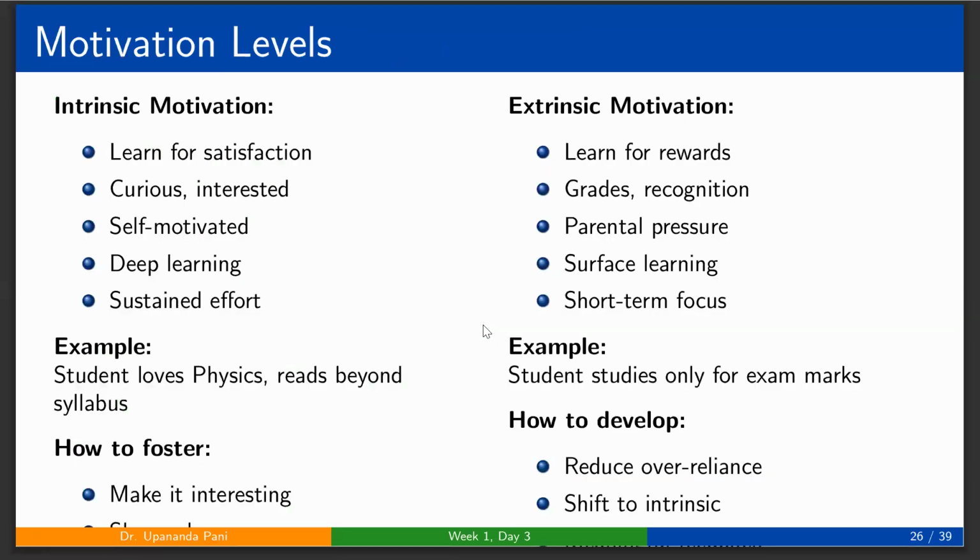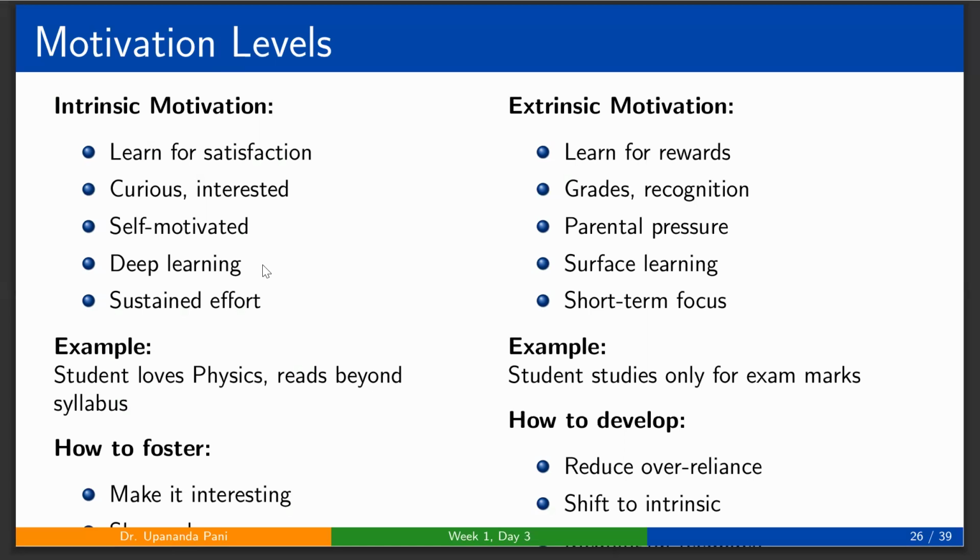So now motivation level, how you can affect the motivation. One is intrinsic motivation, the second is extrinsic motivation. What is intrinsic motivation? It is like inside. Learners who have intrinsic motivation learn for satisfaction, they are curious, interested, self-motivated, and then they have deep learning and sustained effort, right? Suppose a student loves physics, they will read beyond the syllabus.